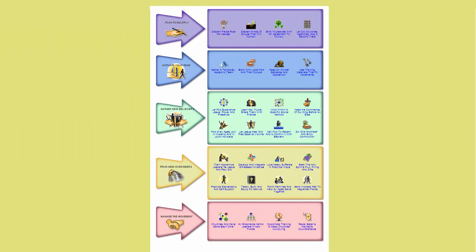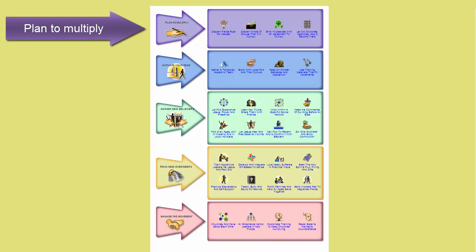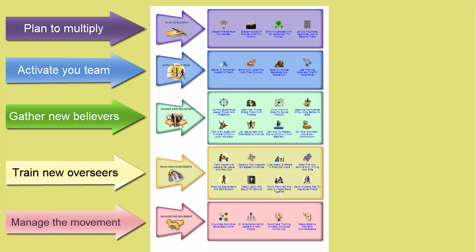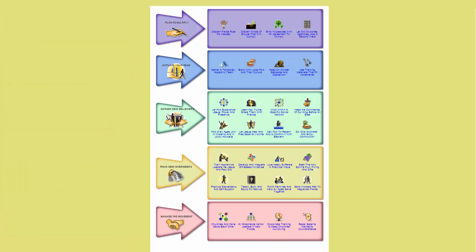These 5 phases correspond generally to a typical progression within church planting. We have chosen to call these overlapping phases. First, plan to multiply. Second, activate your team. Third, gather new believers. Fourth, train new overseers. Fifth, manage the movement.